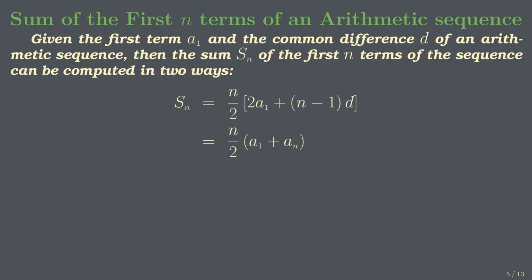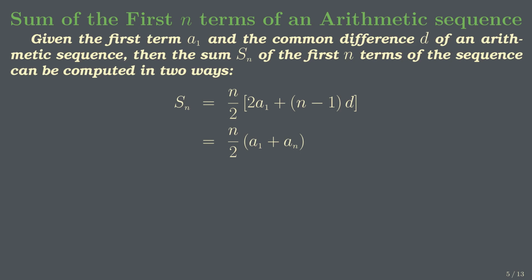So why do we care about the different ways of computing the first n terms of an arithmetic sequence? Because it depends on the information that you are given. For example, if you are given only the first term and the common difference d, then the first formula should be very easy for you to work with.